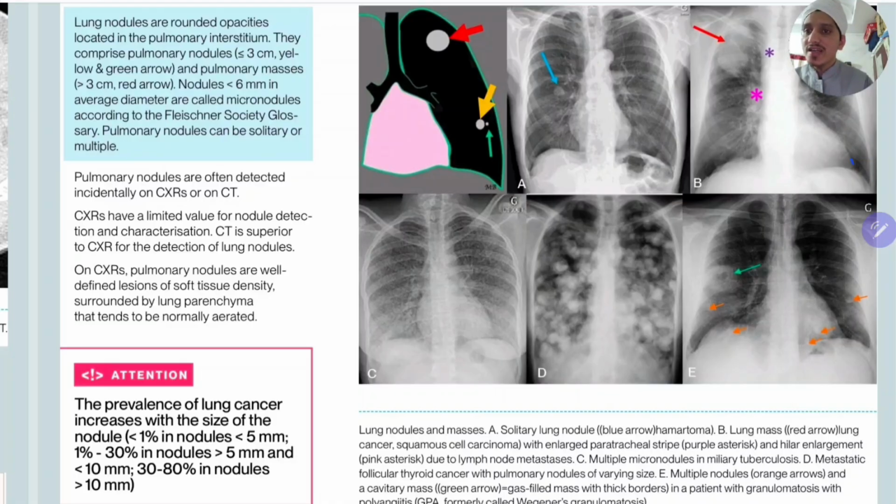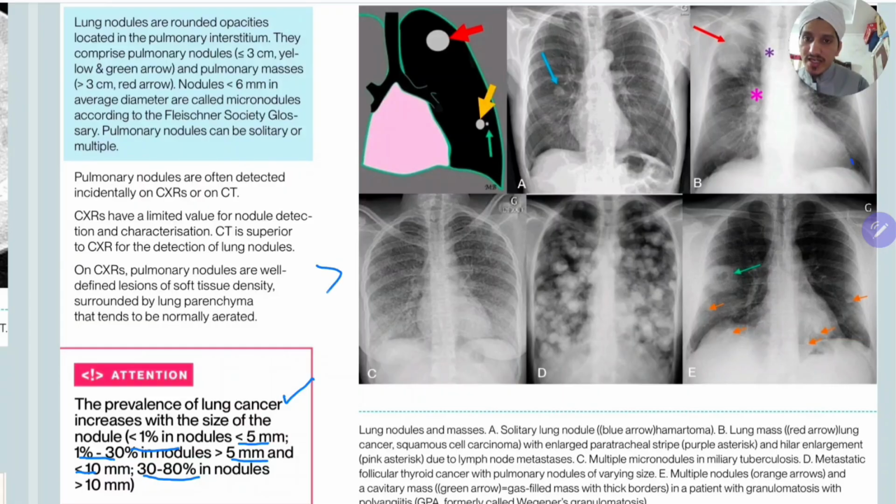According to the Fleischner Society glossary, pulmonary nodules can be solitary or multiple. This is important: the prevalence of lung cancer increases with the size of the nodule. It is less than 1% if the size is less than 5 mm. It is 1 to 30% if the size is between 5 to 10 mm, and the probability is 30 to 80% if the size is more than 10 mm.